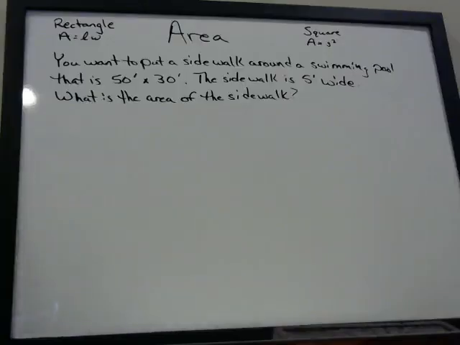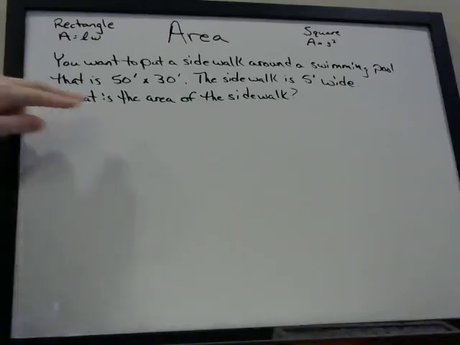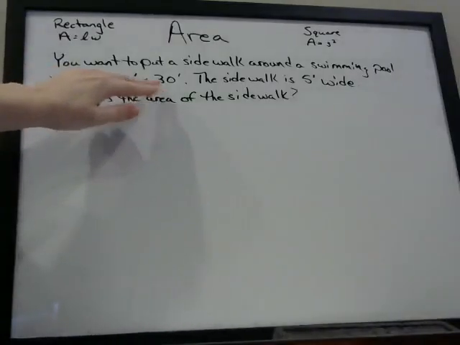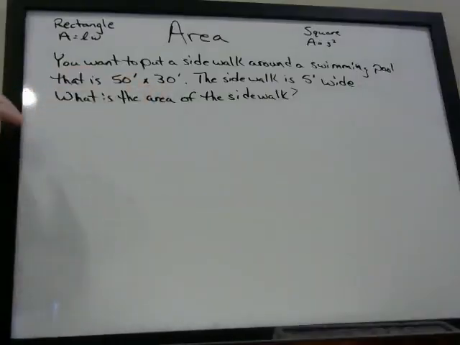Okay, here's one last problem. You want to put a sidewalk around a swimming pool that is 50 feet by 30 feet. So if you don't recognize how they're writing this, it might be written like that, where they put an X for the by thing. The sidewalk is 5 feet wide. What is the area of the sidewalk? So, I'll read it again. You want to put a sidewalk around a swimming pool that is 50 feet by 30 feet. The sidewalk has a width to it. It's going to be 5 feet. So what's the area of the sidewalk?